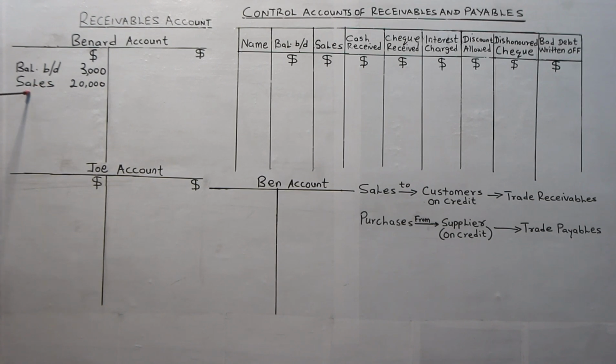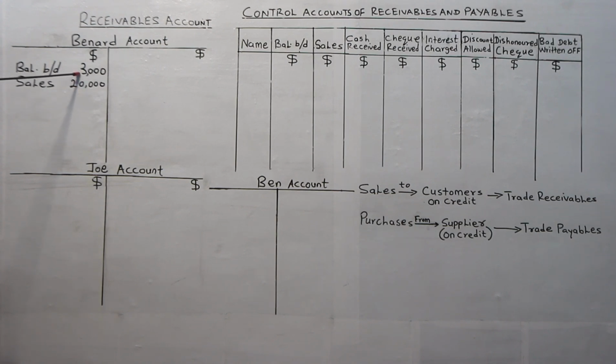Now, another thing that can increase the amount that Bennett is owing us is sales. When we talk about sales, we are referring to credit sales, not cash sales. The credit sales made to Bennett is $20,000, bringing the total amount that Bennett is owing us for the accounting period to $23,000.